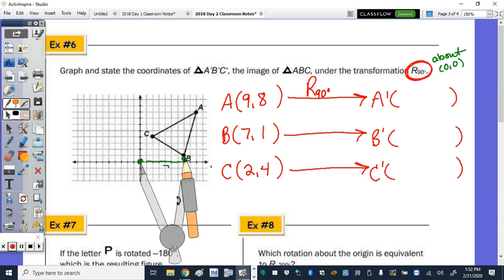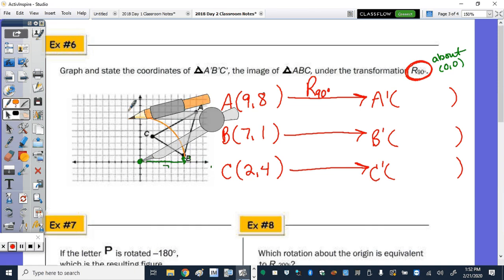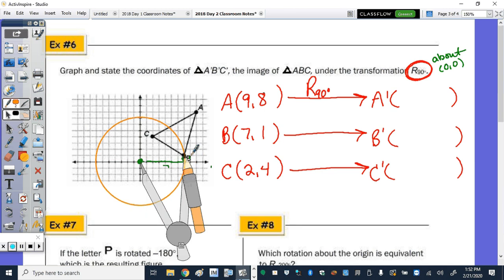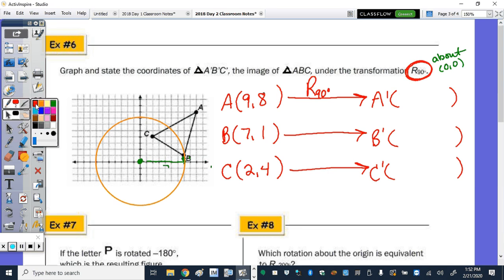And let's draw here. So B is going to be somewhere on that circle. And when I turn my paper upwards, B is going to land right here. So there's B prime. So it's negative 1, 7.